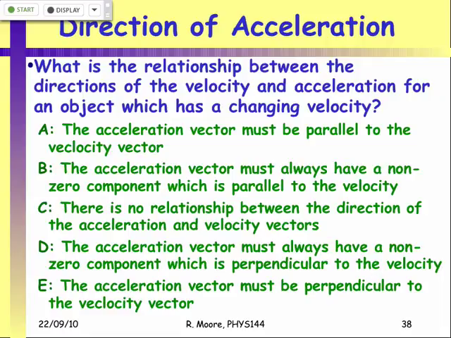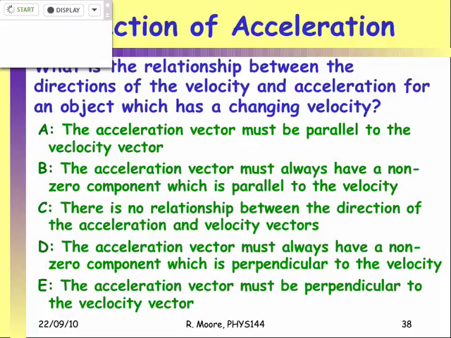There is no relationship between the 2 directions. The acceleration vector must always have a non-zero component which is perpendicular to the direction of the velocity, or the acceleration vector must be perpendicular to the velocity vector. So this is what you've got: an object which has a changing velocity, and the question is, what is the relationship between the velocity vector and the acceleration vector? Have a stab at answering that.